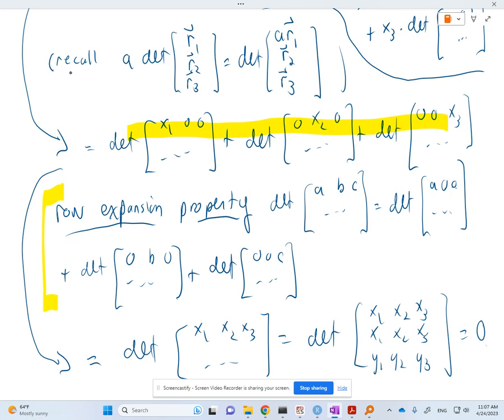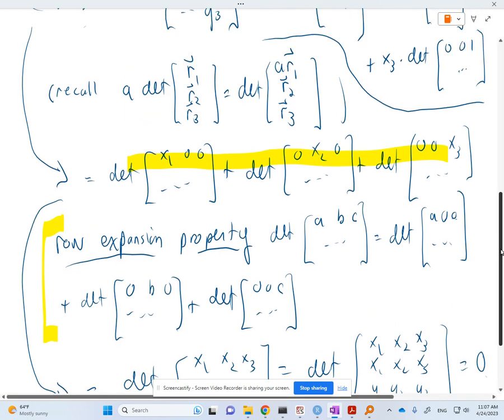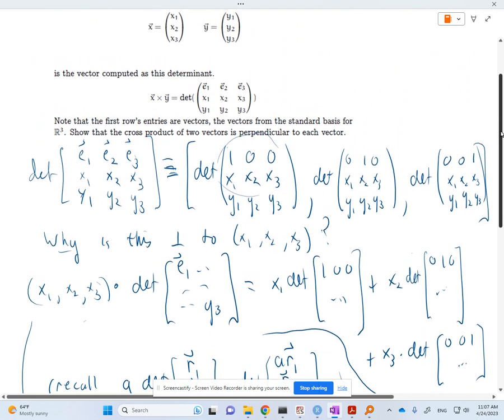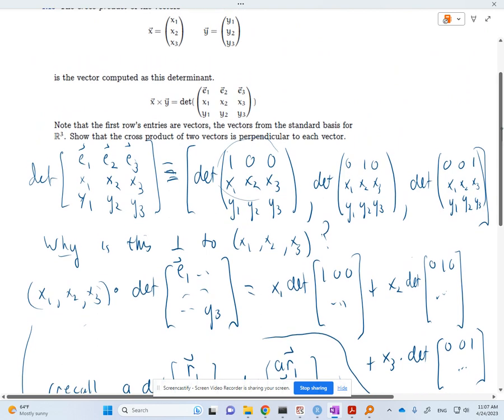Okay, all right, so that's really why this is working, because you're taking advantage of this row expansion property and the fact that if you have a matrix with two rows equal, the determinant will be 0 because those two rows are linearly dependent.